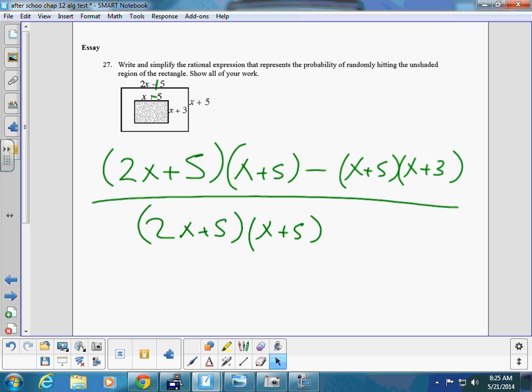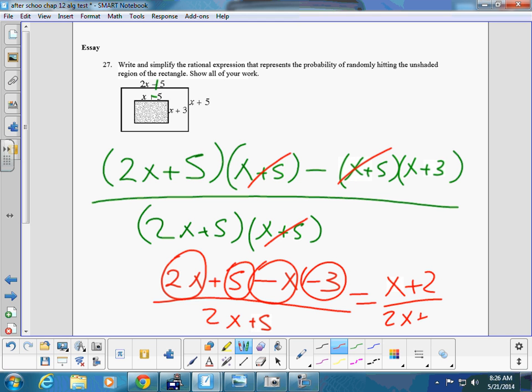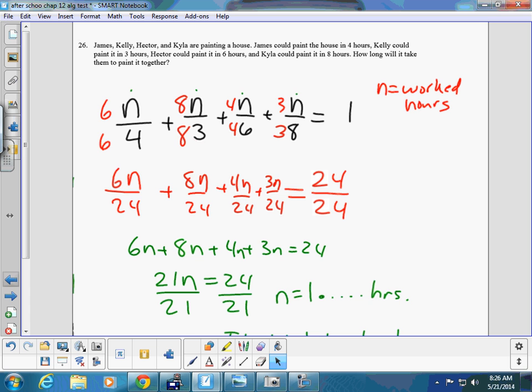Okay, and again, we can cancel this out. Then we're left with 2x plus 5 minus x minus 3 all over 2x plus 5. And you have to do the math on the top first before you do this. So 2x minus x is x. 5 minus 3 is 2. And you get the answer that is in the back of the sheet. So I apologize for that there. And I'm glad I checked my work here. Hopefully the rest of these answers are correct.